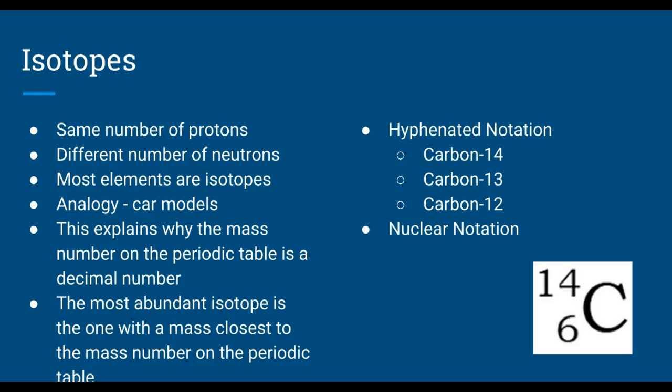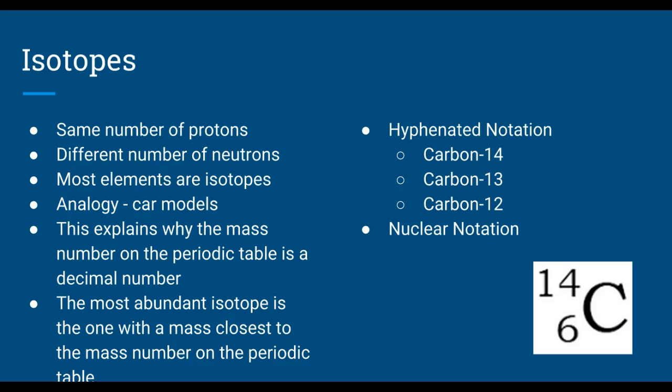Let's compare a neutral atom to an isotope. Isotopes have the same number of protons, but a different number of neutrons. Most elements on the periodic table are isotopes, and this is going to explain why the mass number on the periodic table is a decimal, but we'll get to that in a future screencast.